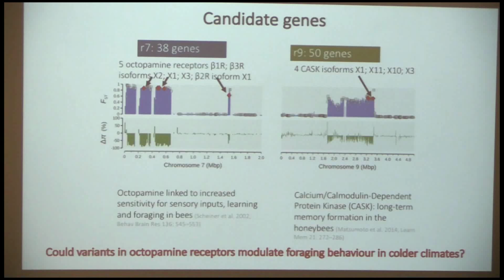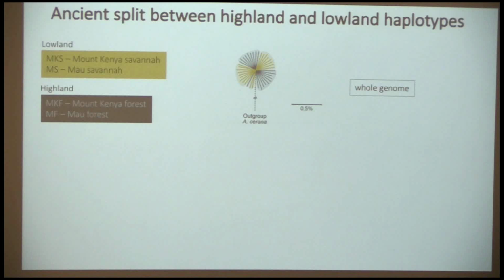Okay, so the next thing that we wanted to do was to look at the date of these, or the date of divergence of these two different haplotypes, which we believe to be structural variants.